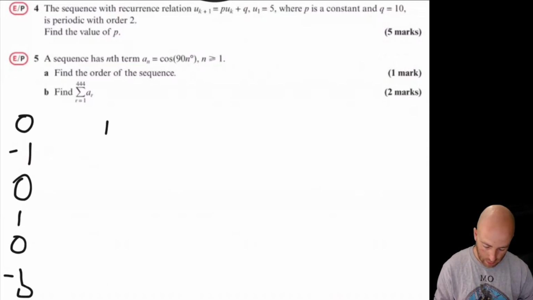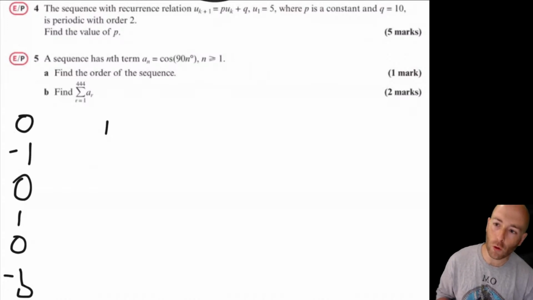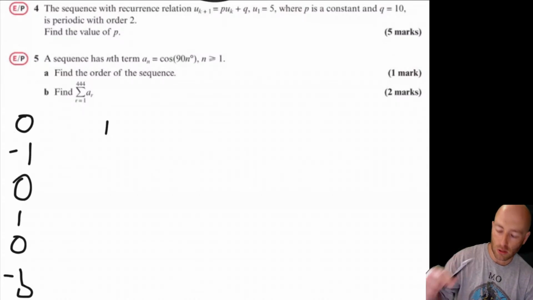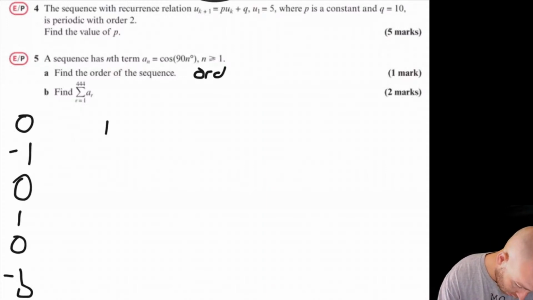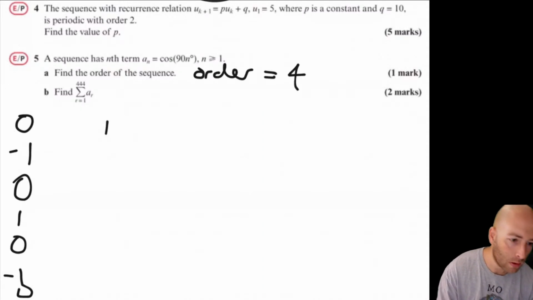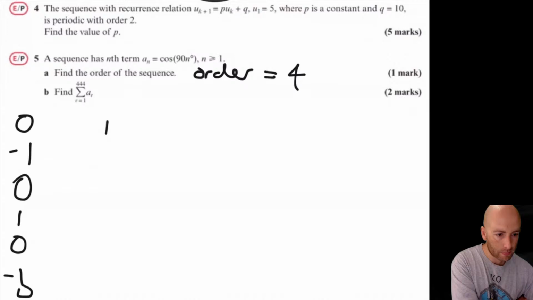So what's the period of this? Well, this is going to have a period of 4. 0, minus 1, 0, 1, 0, minus 1, 0, 1. So the order equals 4 there. Yep, which I think you guys have all got.